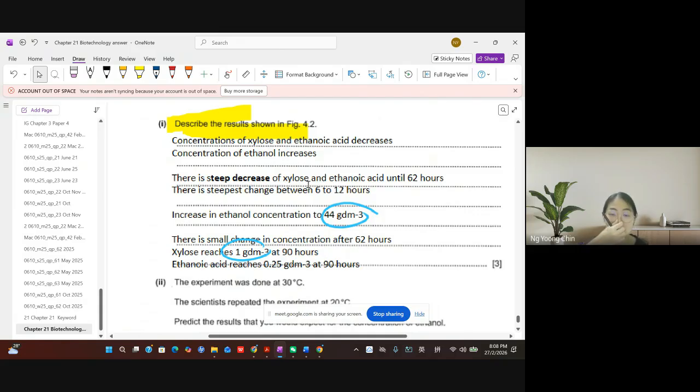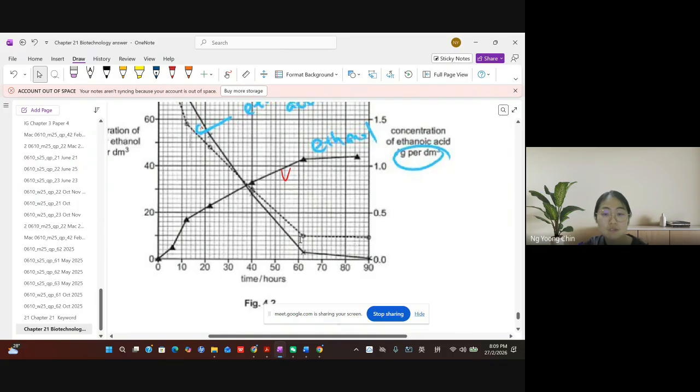So that's why there's a steep decrease of the xylose and ethanol acids until 62 hours, and then there's a steeper change between 6 to 12 hours. So it will increase the ethanol concentration to 44. And then there's a small change in the concentration after 62 hours, right? So the xylose will just reach it at 90 hours. Yeah, so this one, they just show about this one. Okay, they are actually asking about here.